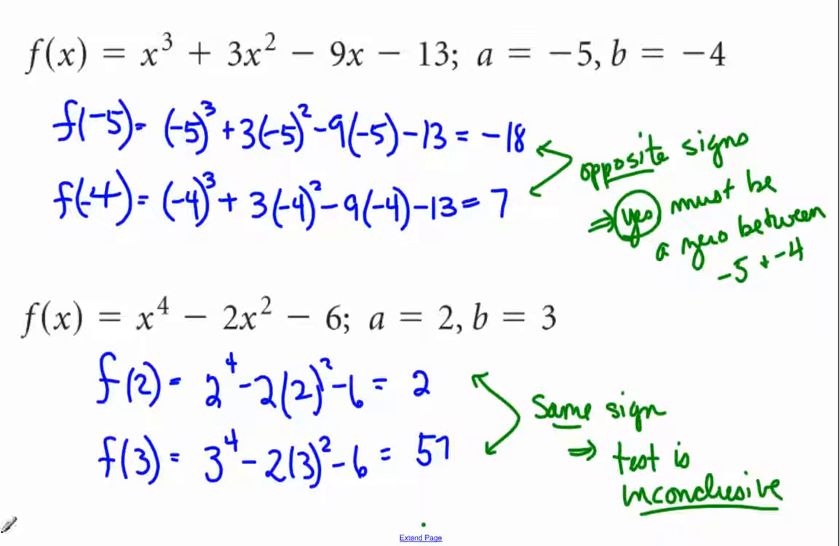The next example we've got is x to the 4th minus 2x squared minus 6, and this time my a is 2 and my b is 3. So if I want to know if there's a 0 between 2 and 3, I plug the 2 in and see what happens. I got 2. I plug the b in, the 3, see what happens. I got 57. Well, this time they're the same sign. Does that mean there's not a 0? Not necessarily. I can't really say anything. At this point, I would say the test is inconclusive.